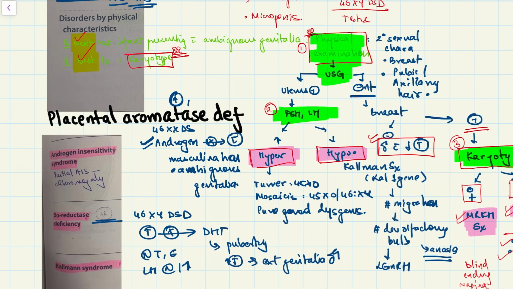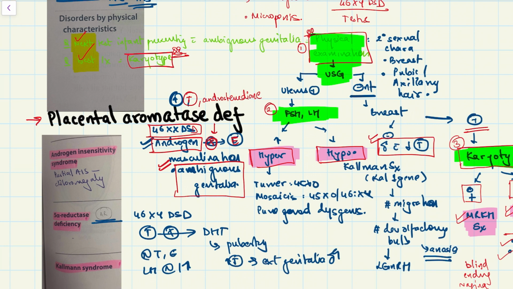Next cause of DSD is placental aromatase deficiency. It is a 46XX DSD. So here what happens is that the androgens are unable to be converted into estrogen due to the deficiency of aromatase. So this leads to masculinization of the female, right? And the female will hence present with ambiguous genitalia. In such cases, the testosterone is increased because they are not converted to estrogen. Also, there will be increased androstenedione. In cases of a pregnant female, there will be virilization because the fetal androgens can cross the placenta.